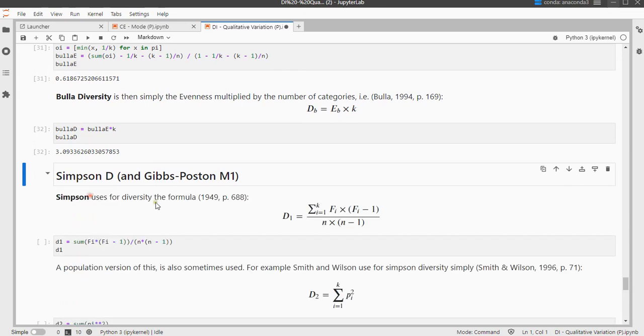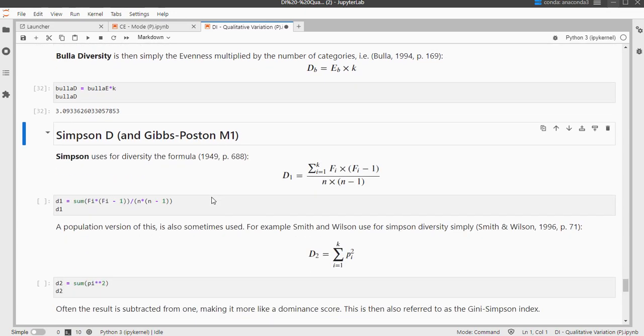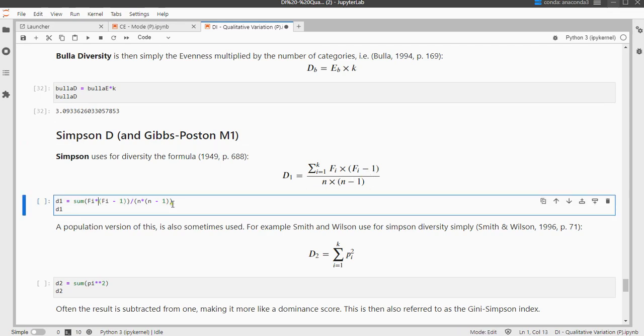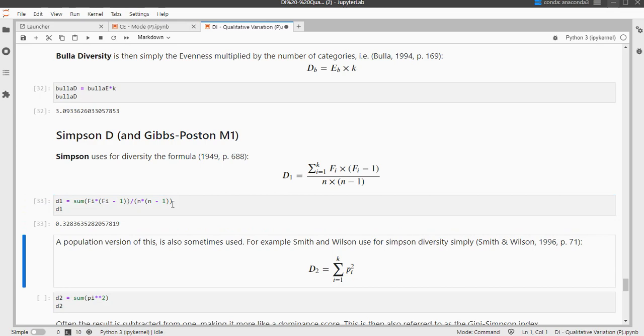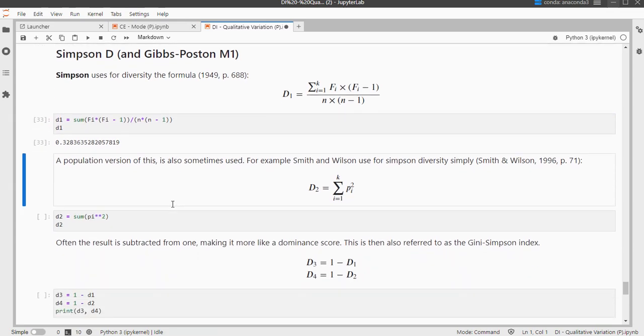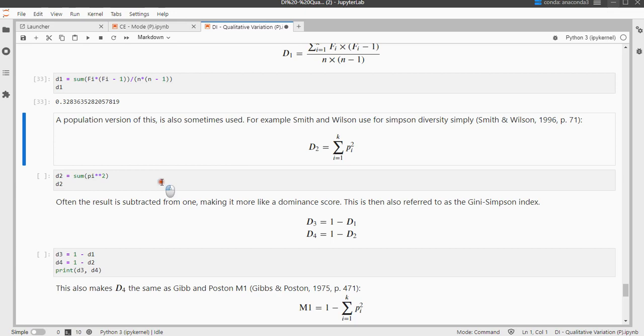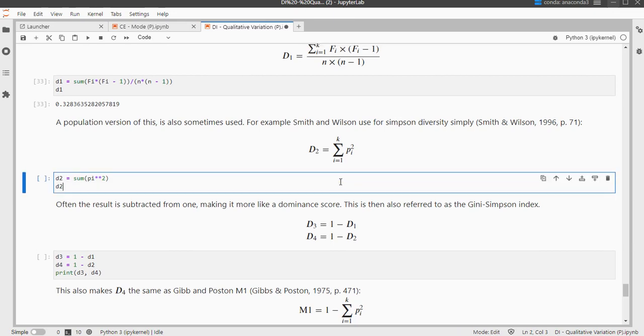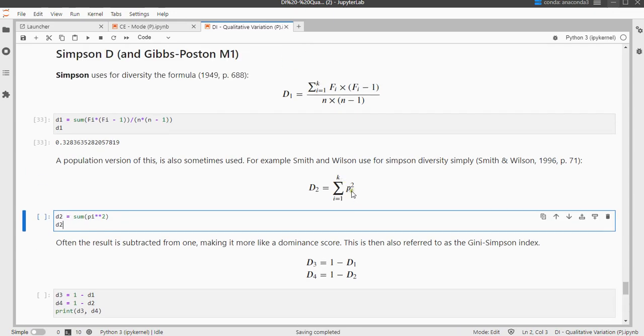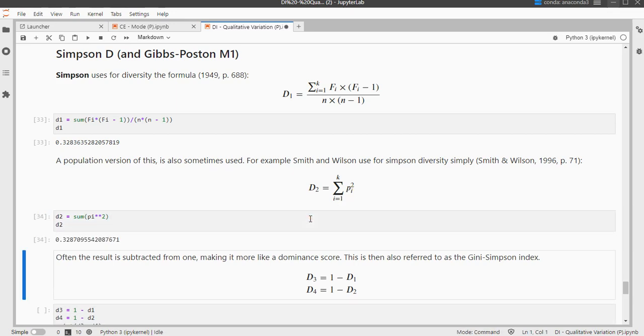Simpson D is the same as Gibbs Poston M1. It doesn't actually use any entropies or something. It's just the frequencies times the frequencies minus 1 over n times n minus 1. So fairly straightforward with the sum function, and in this case it turns out to be 0.33 roughly. There's also a population version of this where you can simply sum the squared proportions. So that gives you a slightly different result.